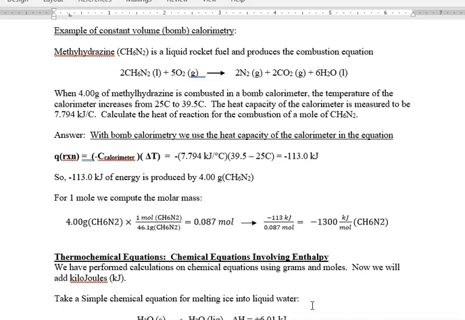So now you figure out how many moles is 4 grams of methyl hydrazine, and it turns out to be 0.087 moles. So if you want to know the kilojoules per mole, that is how much heat is produced per mole, which is often what you want because it's a standard amount, then you just divide the negative 113 by 0.087. That gives you negative 1,300 kilojoules per mole is the enthalpy or energy that's being released from 1 mole of that substance.